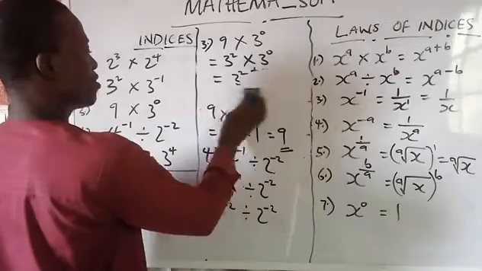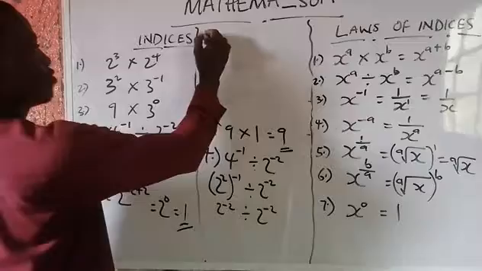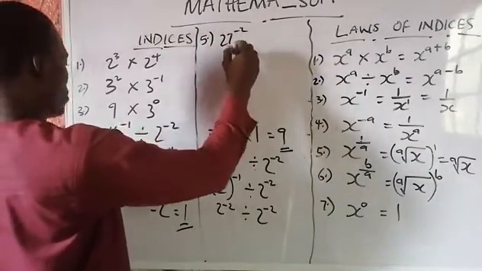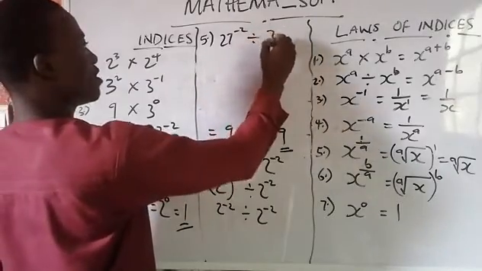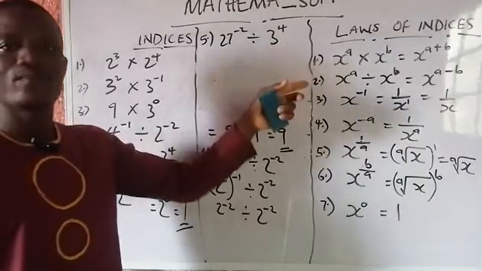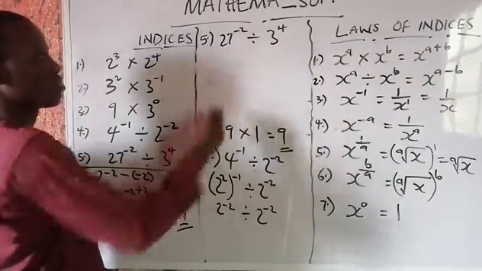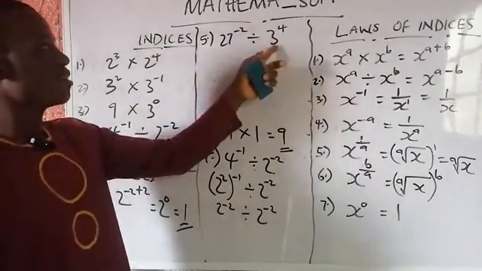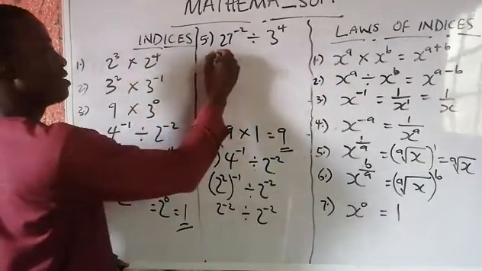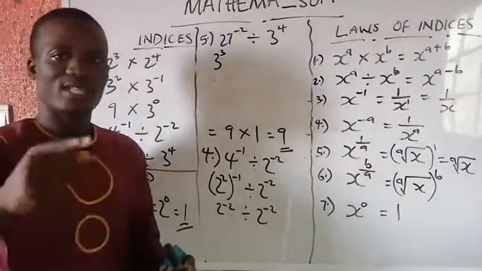And the last question that we have here, which is number 5. So number 5 also, I can take number 5 here and say that I have 27 raised power minus 2 divided by 3 raised power 4. So I know that I cannot further simplify 3 to a simpler index number, but I can do something to this 27 because I know that 27 can be expressed as power of 3. So how many power of 3 will give us 27? That's 3 raised power 3, because 3 times 3 times 3.